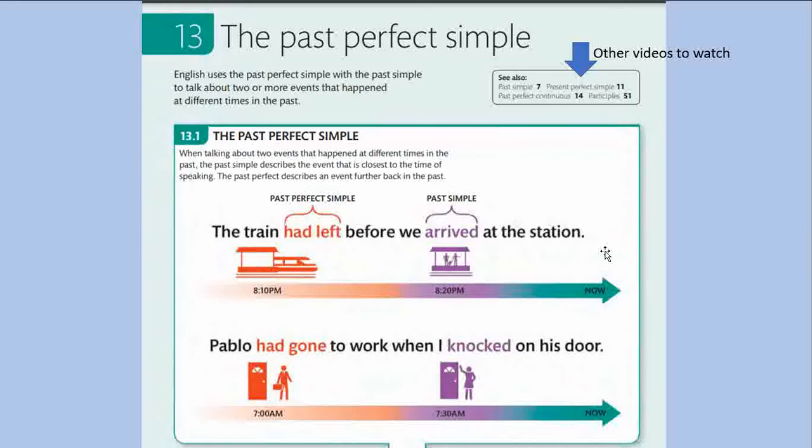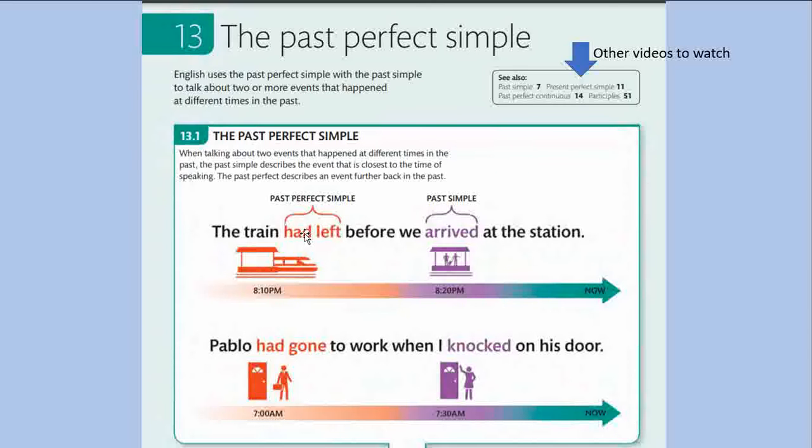Now, in order to understand, assume that you are standing here. If you were to walk back on the timeline, you will see the action which is nearest on the timeline, and that will be expressed in simple past. Whereas when you go further down and you see a previous action, you will express it in past perfect tense. Let us see the sentence that we have before us.